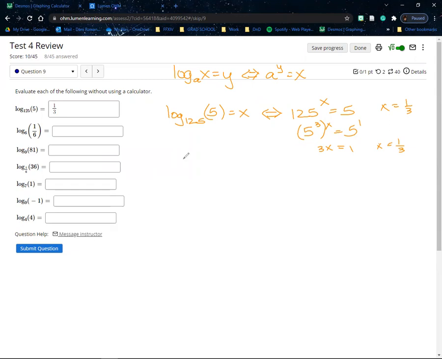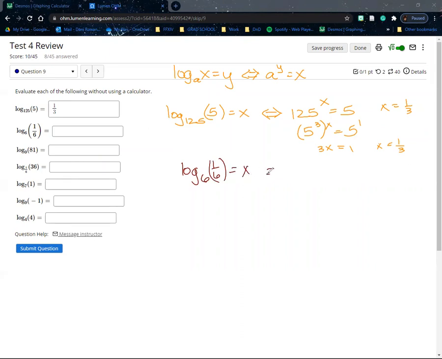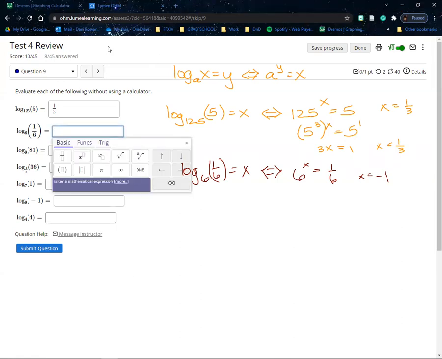How about log base 6 of 1/6? How do we rewrite that? 6 to the x equals 1/6. And how do we get 6 to what power equals 1/6? Negative 1. Yeah, just negative 1. Not 10, not positive 10. Don't do what I did.